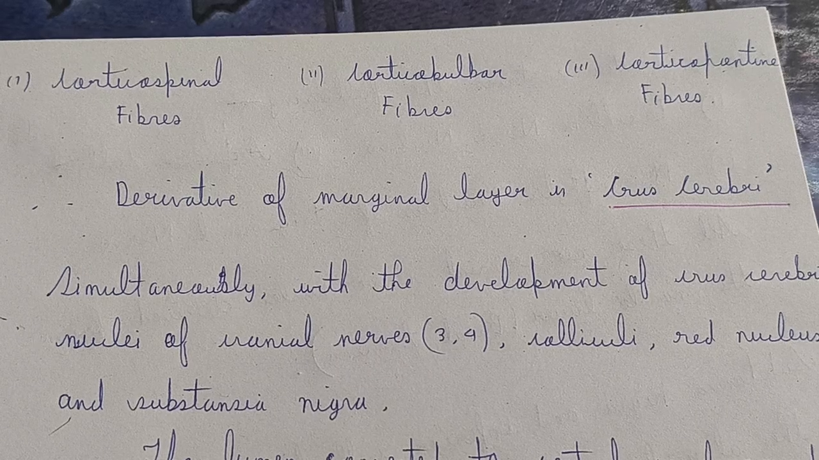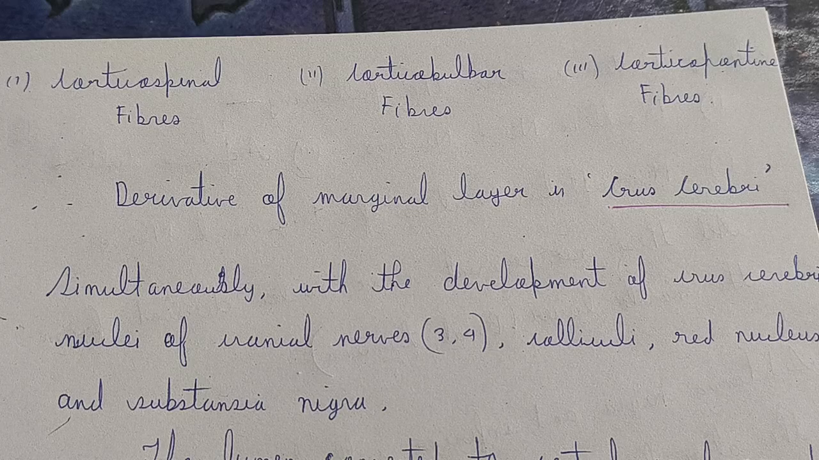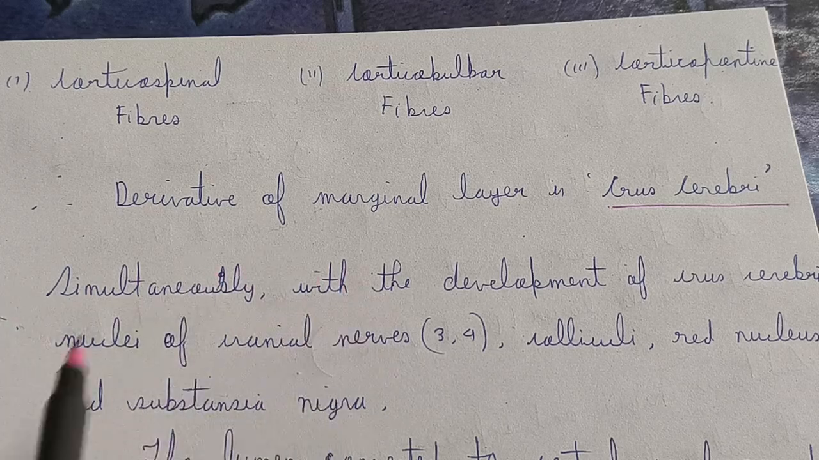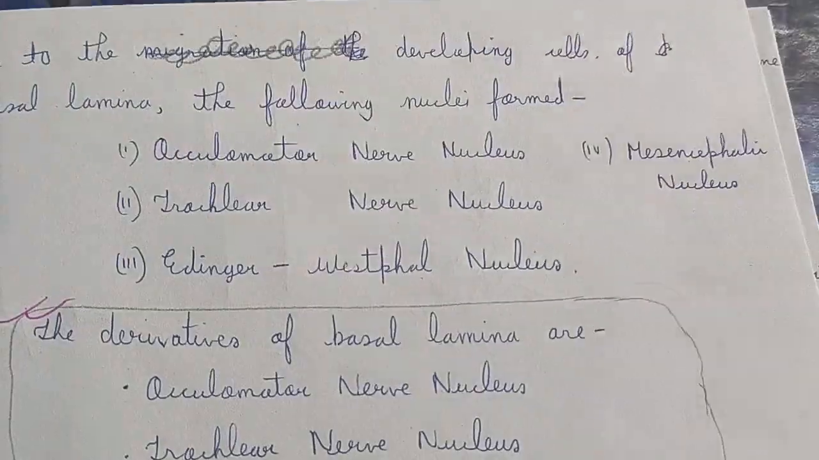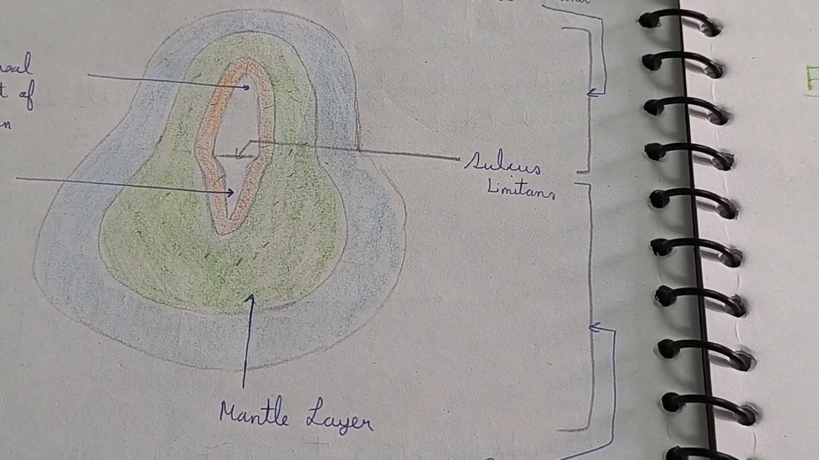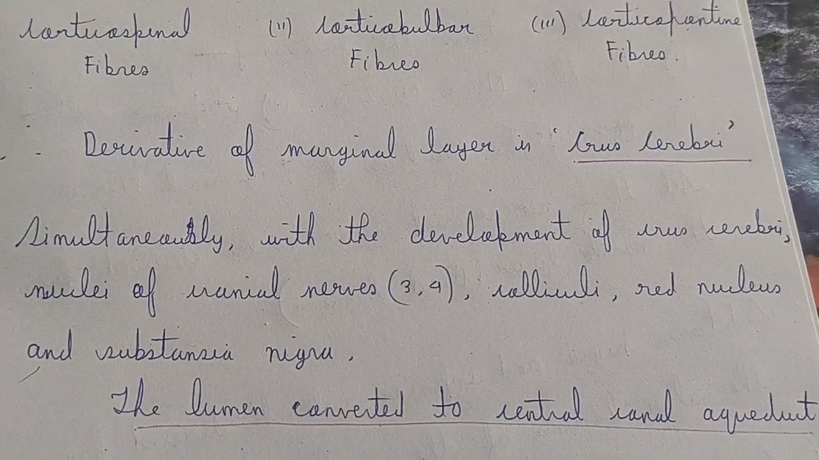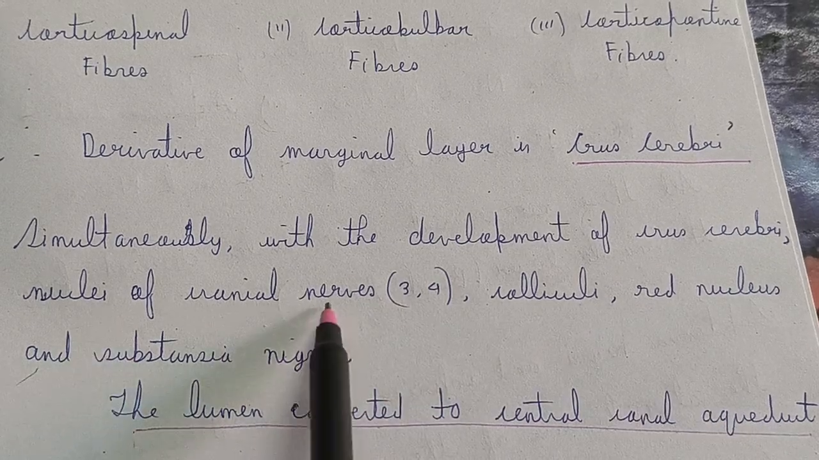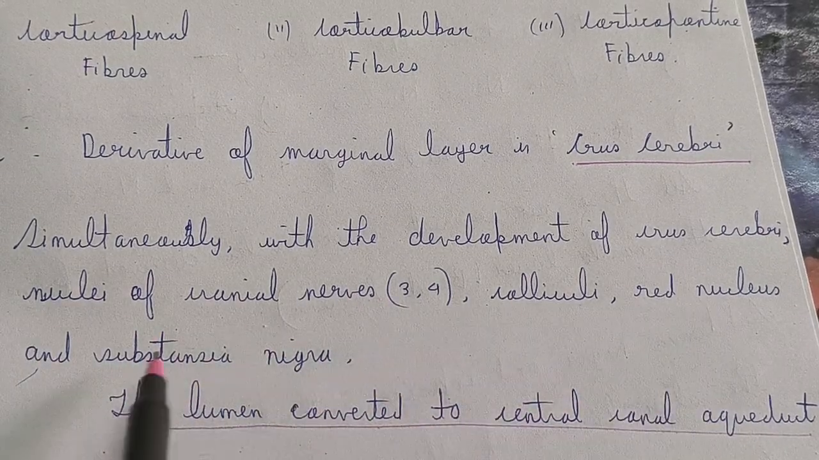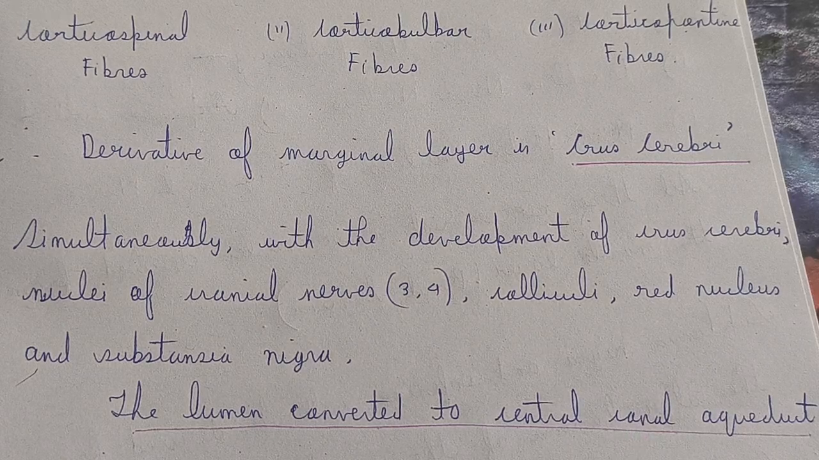And here basically, as you know, the crus cerebri, the colliculi, the red nucleus, all these structures are formed, and simultaneously with the development of these parts, the lumen, as I already mentioned, gets converted into the central canal of the aqueduct. I have written that simultaneously with the development of the crus cerebri, nuclei of cranial nerves, colliculi, red nucleus and substantia nigra, the lumen converts to the central canal of the aqueduct.